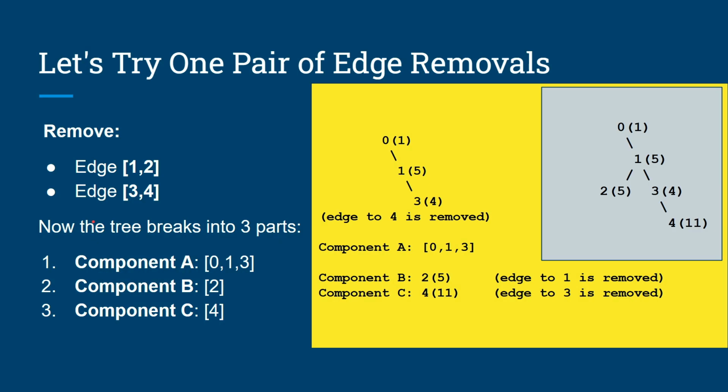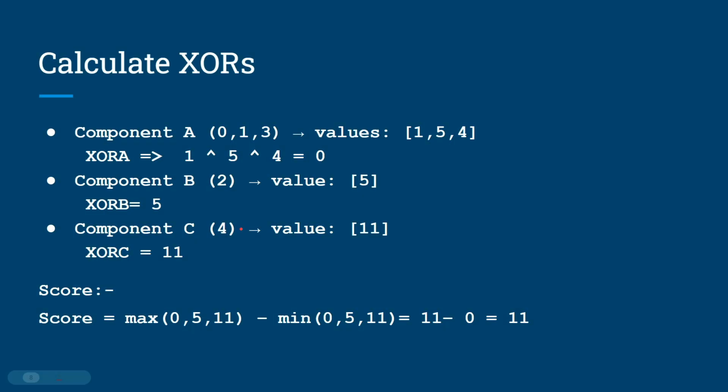So let's try one pair of edge removals. Very first, let's remove edges 1, 2 and 3, 4. We are talking about 1, 2, so we will remove this one, and then 3, 4, which means we will remove this one. In this case, if you remove these, the components become like this. So the tree breaks into 3 components, A, B and C. If you apply the JOR and calculate it, for component A we get 0, for component B we get 5, and for component C we get 11. So the total score we get is 11, which we have already seen, right?